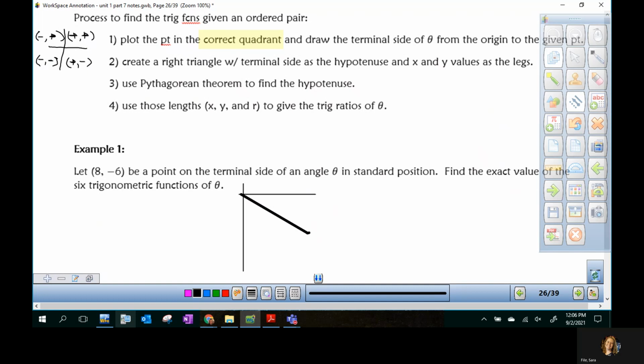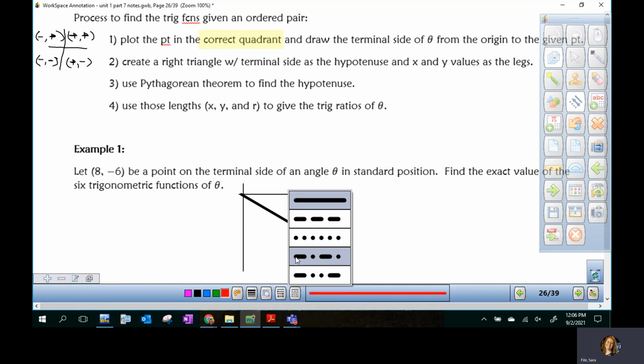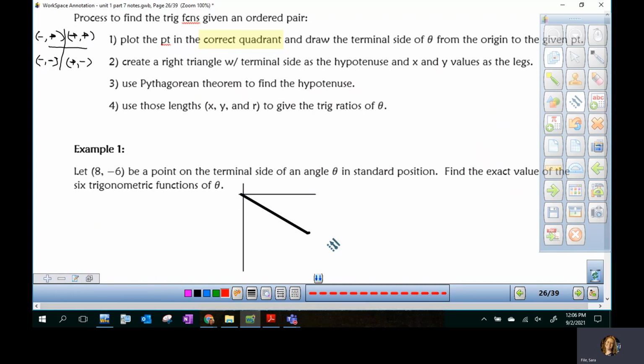That's step 1. Step 2 is then to create the right triangle using that terminal side as the hypotenuse. So I'm going to go over and down. The X and the Y value create the right triangle. So that's X, that's Y, and this is R. And the points actually were 8, negative 6. So I went over 8, down 6, to create this triangle.